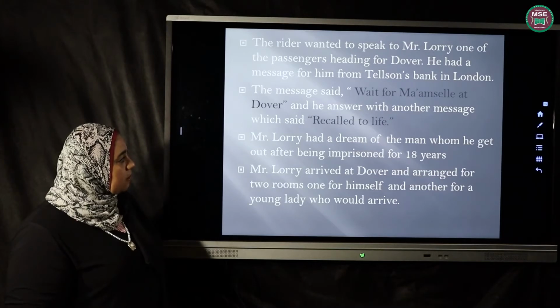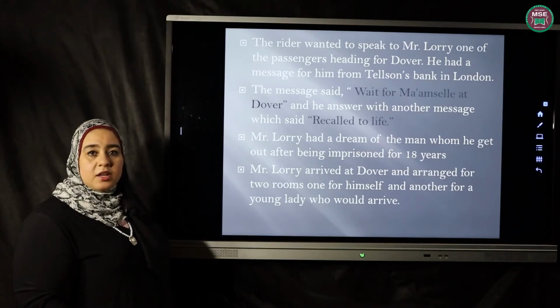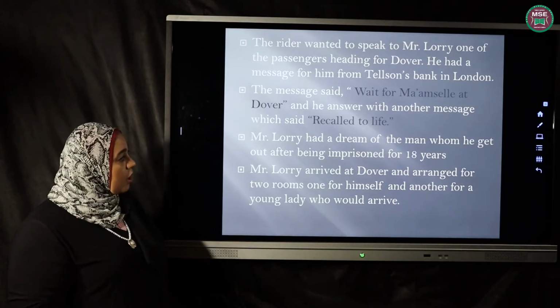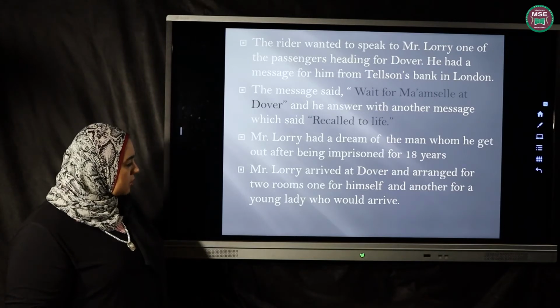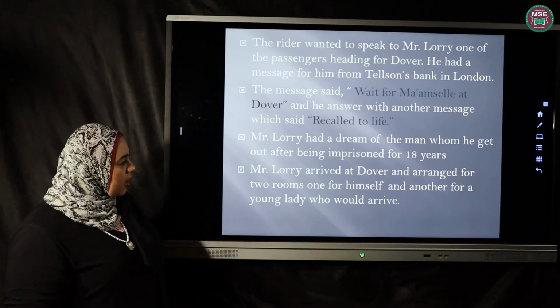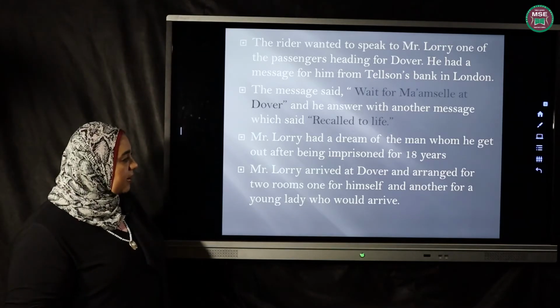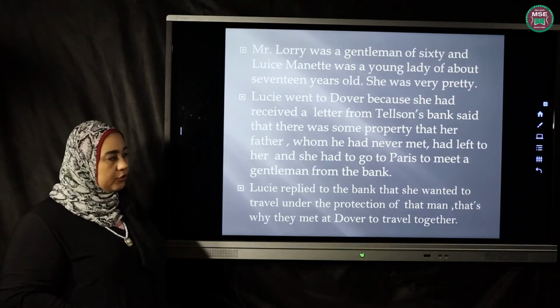Mr. Lorry had a dream. Now Mr. Lorry had reached Dover and he had a dream of the man whom he got out after being imprisoned for 18 years. Mr. Lorry arrived at Dover and arranged for 2 rooms, one for himself and another for a young lady who would arrive. The young lady, as we said, is Lucy Manette.